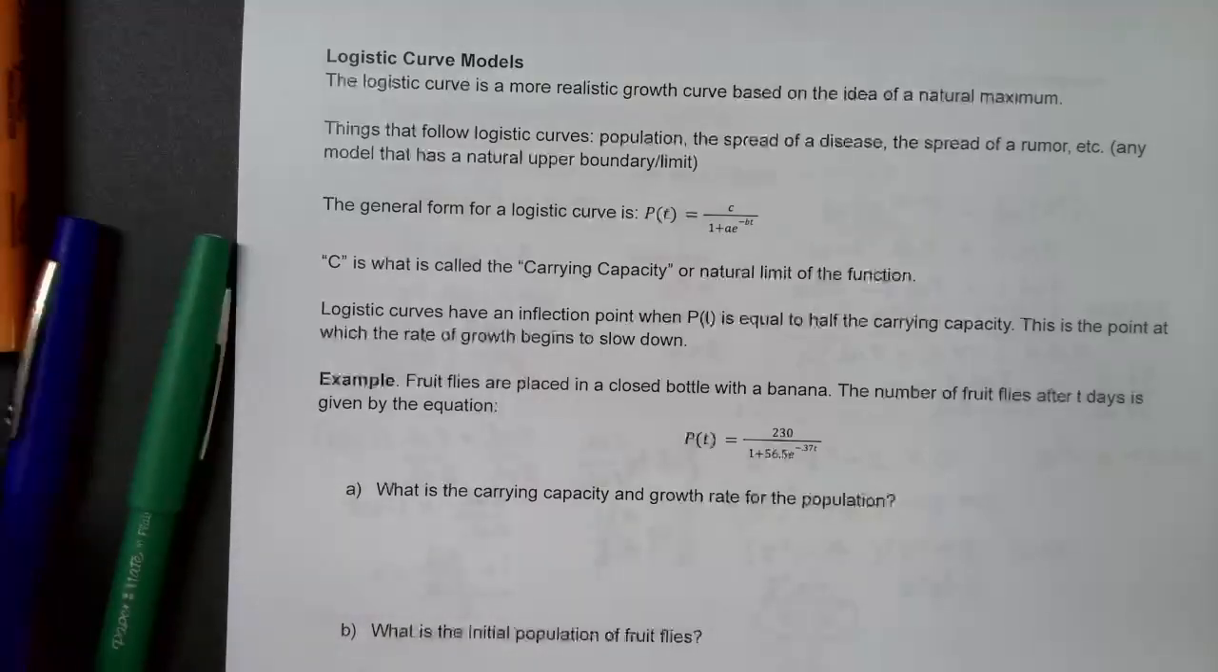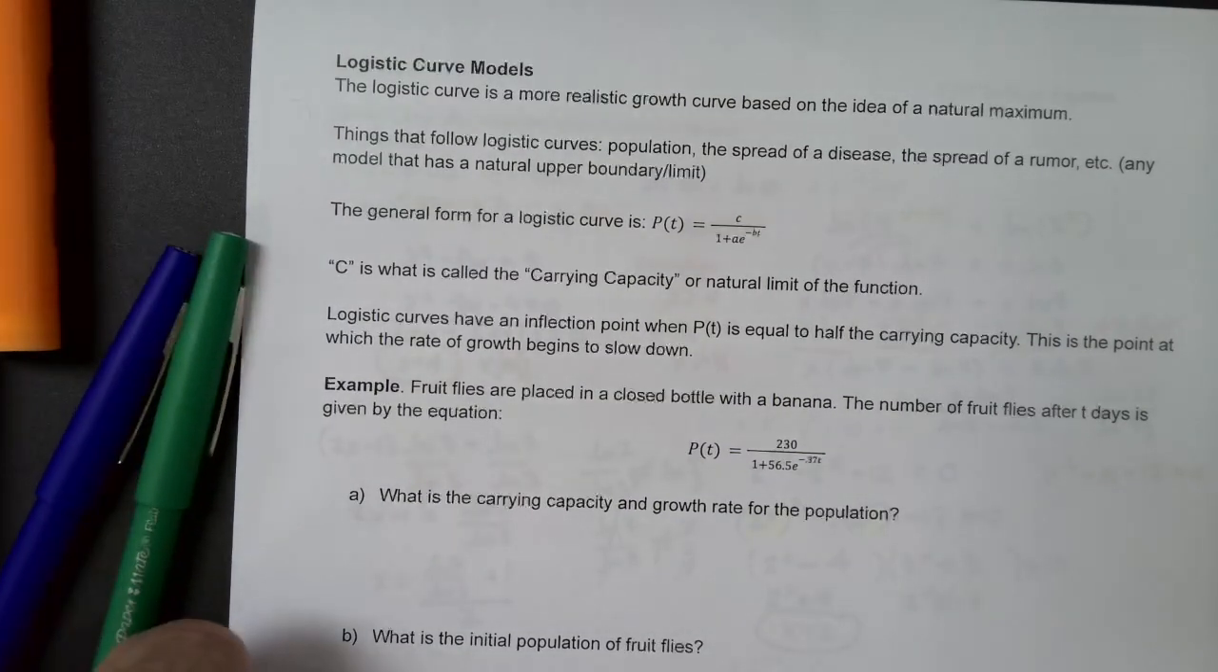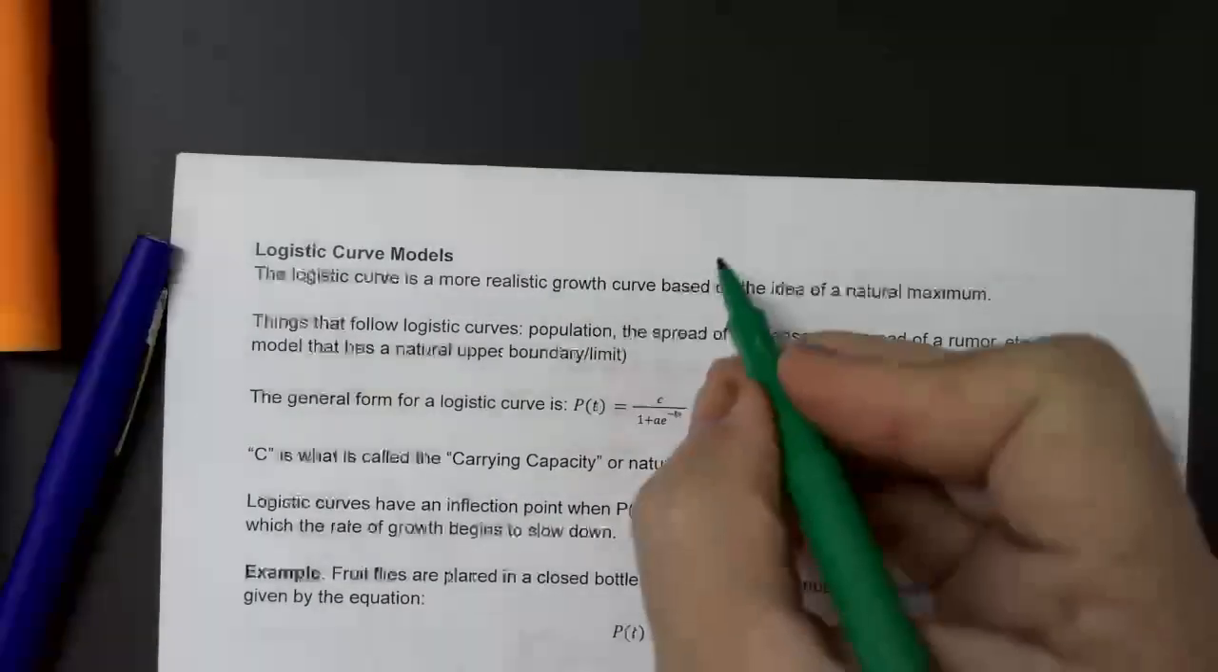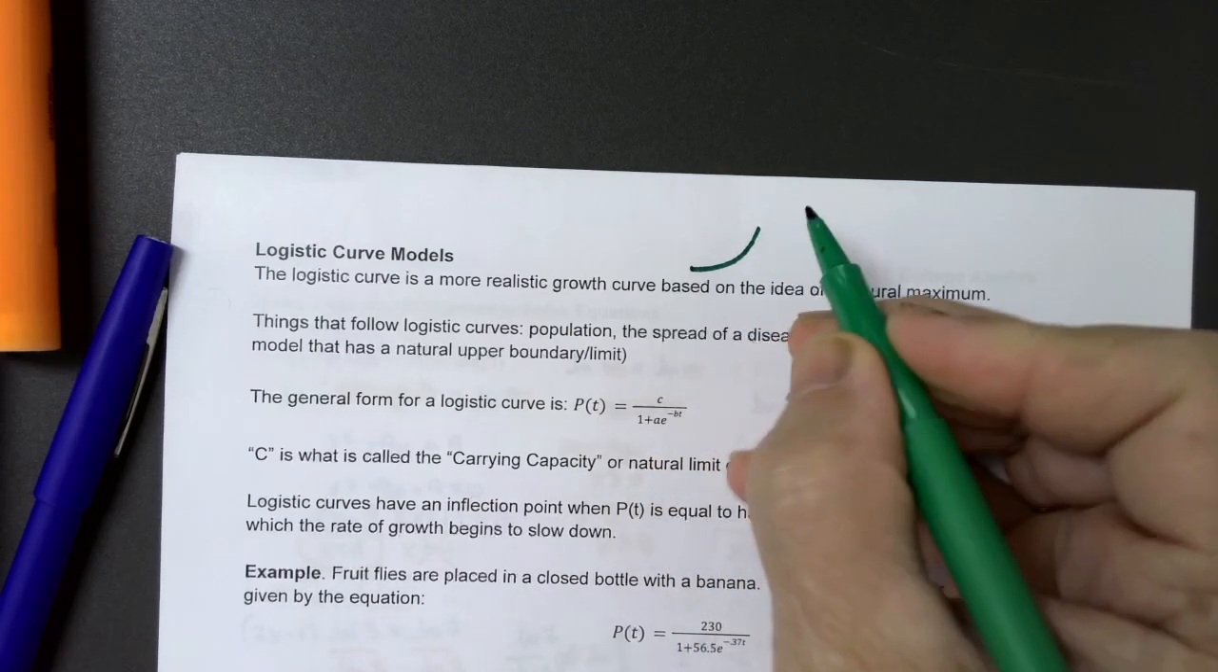All right, let's take a look at another application of logs, exponential type functions. Newton's law of cooling, of course, resulted in that exponential decay with that temperature loss rather than a constant rate. Well, let's take a look at a logistic model. A logistic model is a more realistic growth curve based upon the idea of a natural maximum. So, for example, if I have a bacteria that I put in a petri dish, we know that its growth ends up going like this.